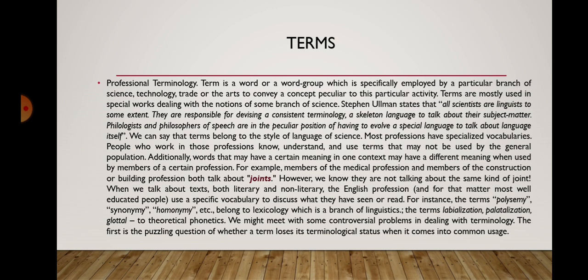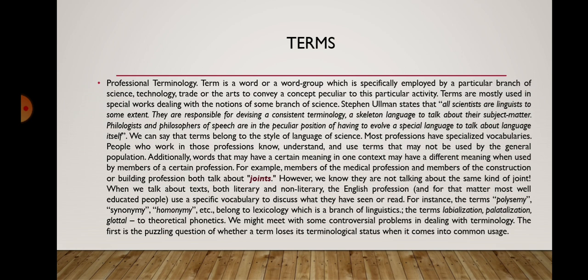Stephen Ullmann states that all scientists are linguists to some extent. They are responsible for devising a consistent terminology, a skeleton language to talk about their subject matter. Philologists and philosophers of speech are in the peculiar position of having to evolve a special language to talk about language itself. We can say that terms belong to the style of language of science.